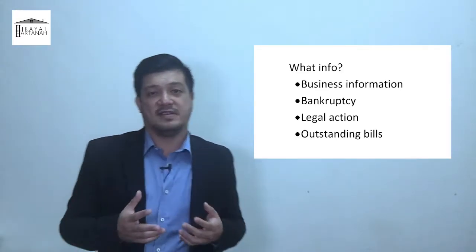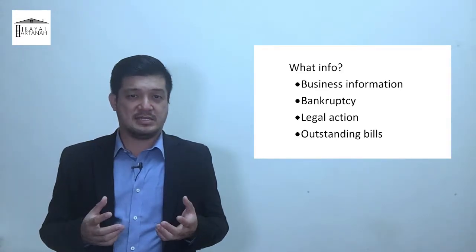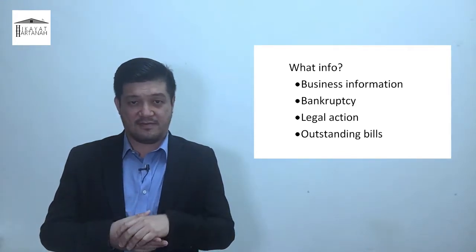So what information does CTOS actually collect about you? First is the business information, if you are doing business. Second is information on bankruptcy, whether you are bankrupt or not. Third is legal action. Is there any legal action taken against you, or have you taken any legal action against someone else? Fourth is outstanding bills. This usually arises from utility bills, where you did not pay your utility bills and they put your name in CTOS.